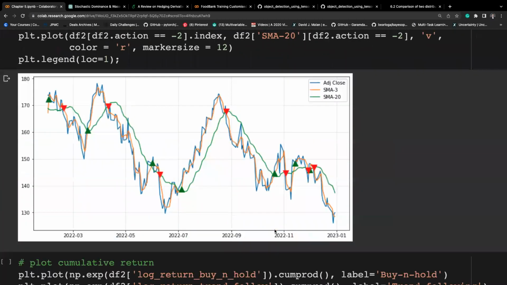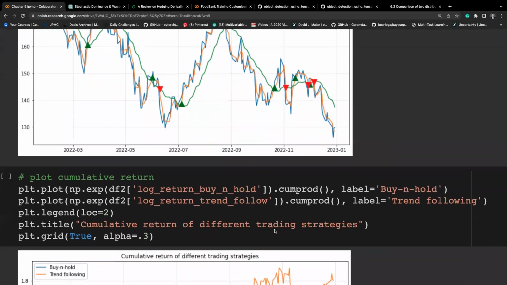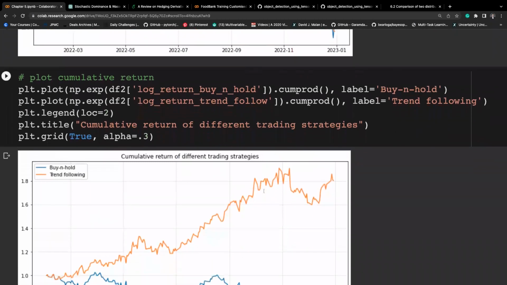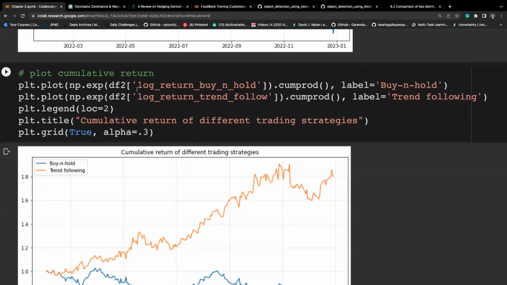All right, so with these 2 strategies, we can compare them in terms of the wealth curve. So here we are visualizing the wealth curve. The way we do it is we take the log returns and convert them back to the normal returns. Now this normal return is in the 1+R format. Then we take the cumulative product. So it's the same as if we were to first take the cumulative sum and then use the transformation. So these are equivalent steps. And we do this for buy and hold and trend following.